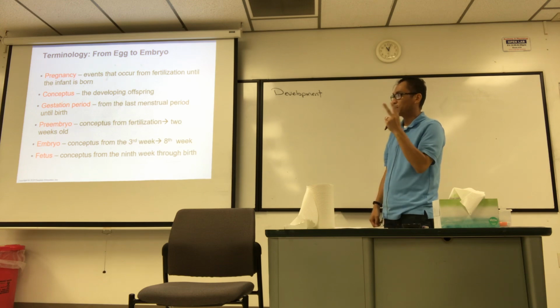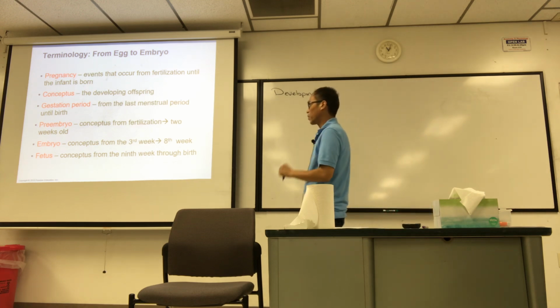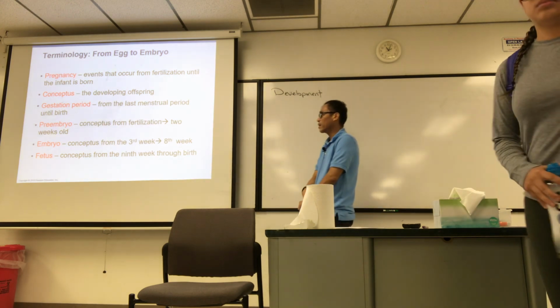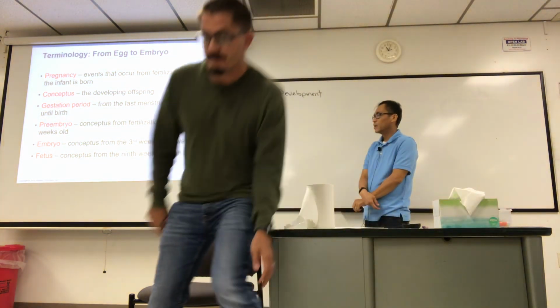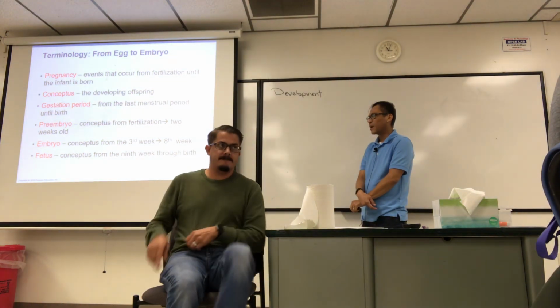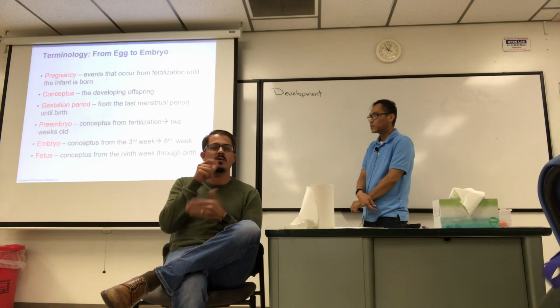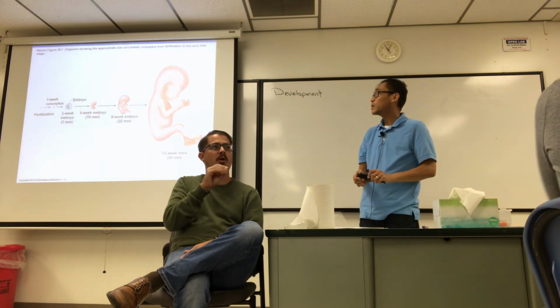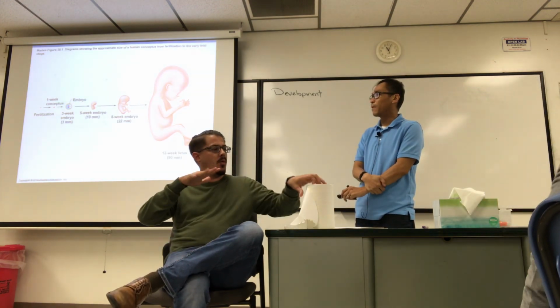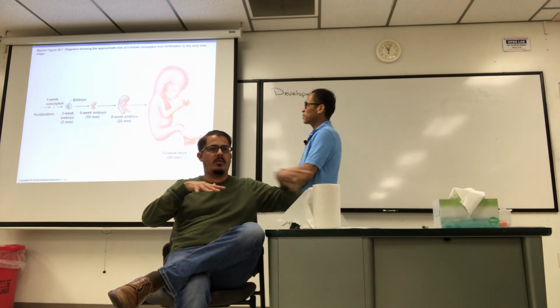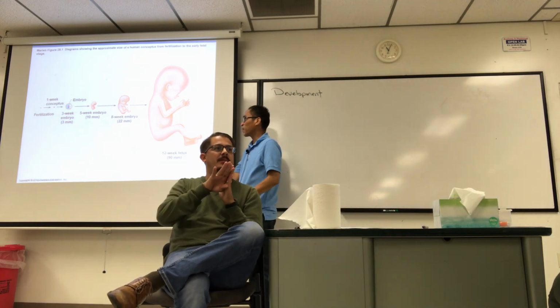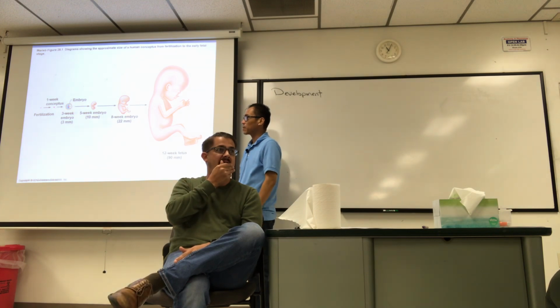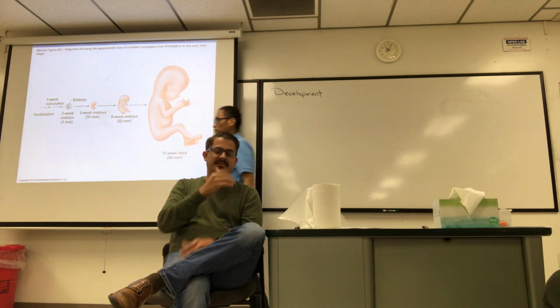So for the first 2 weeks of development after fertilization, we spend a lot of time on that. And also for embryonic development, week 3 through 8, we also spend a lot of time on that, focusing mostly on placental development. For fetal organization, we don't talk about that too much in this class. Most of the time is spent talking about pre-embryo, embryo parts. Here's a relative size of development, from the fertilized egg on the left to a full 12-week fetus on the right. So it's just a relative size comparison. You start off as a speck of sand. You develop into a full human.